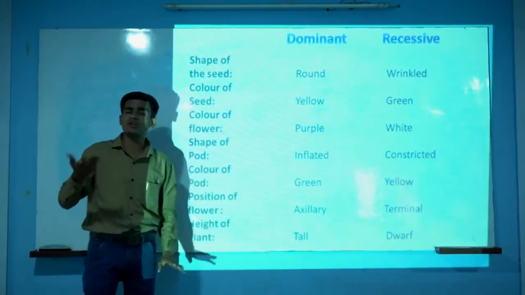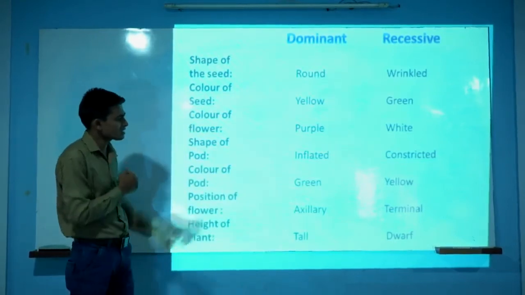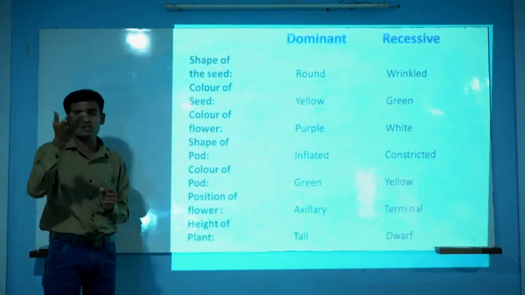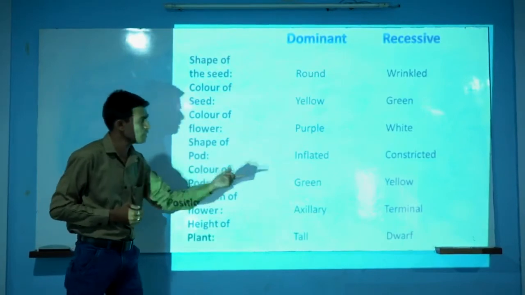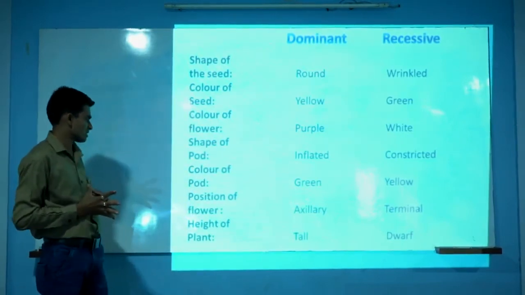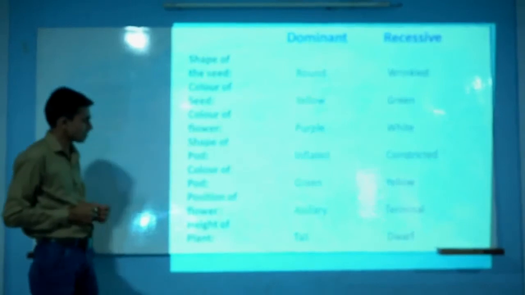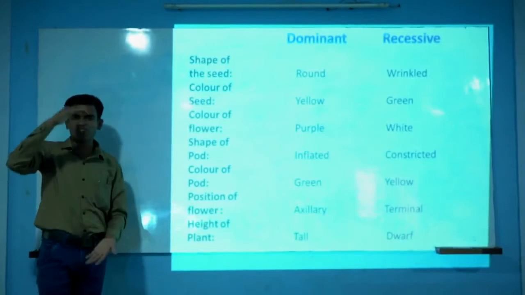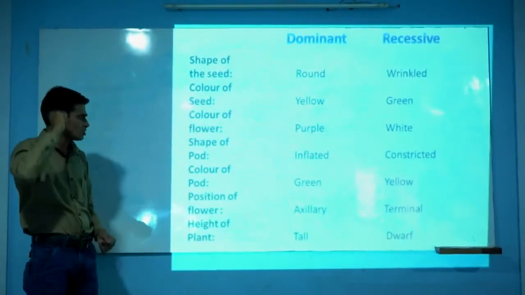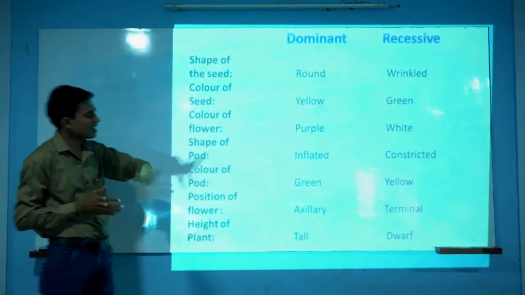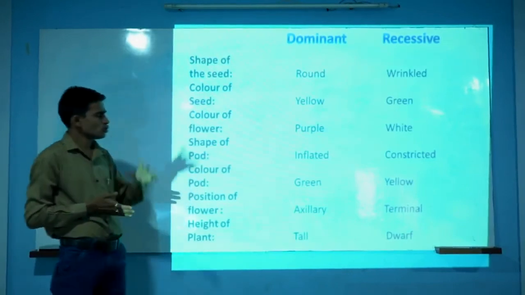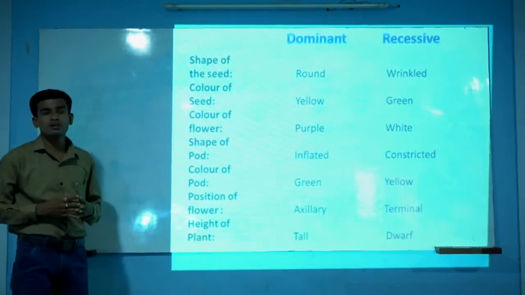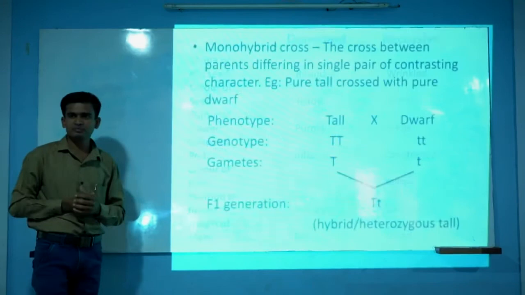So axillary flower is a dominant characteristic, and terminal means the flower bears at the top, the apex of the stem, the apex of the plant. So terminal flower is a recessive characteristic. Next one, height of the plant, tall and dwarf. We know that is the height of the stem or plant. Tall is a dominant characteristic and dwarf is a recessive characteristic. So these are the 7 pairs of contrasting characters studied by Mendel. Okay.